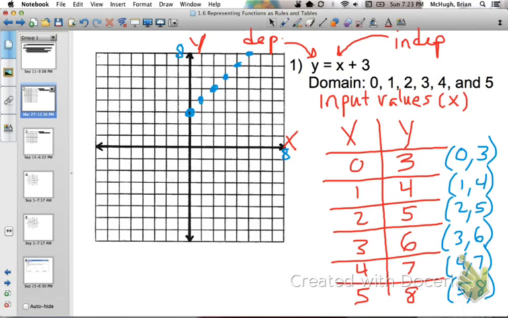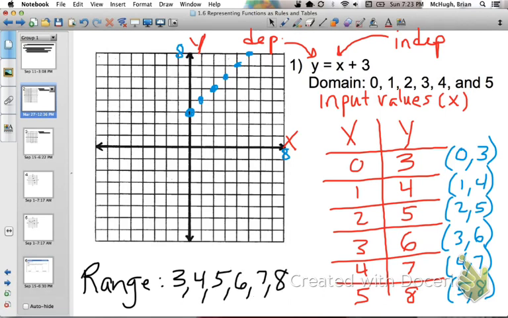To finish this problem off, we've identified the domain, but we can now also identify the range, which is the collection of all of the y values, and the range for this specific set of inputs or domain is 3, 4, 5, 6, 7, and 8. All of these values right here.